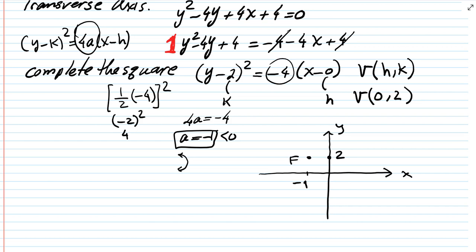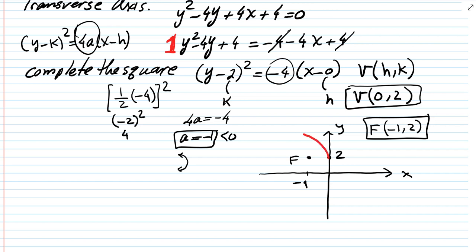So we can answer the questions now. Vertex we found, 0, 2. Where's the focus? Well, the focus is going to be at negative 1 and 2. And therefore, the parabola is going to open to the left. And again, where is it going to cross the x-axis? We need to wait for that. Let's find the x-intercept in this one. Because I need to know, is it going to go this way, this way, this way? Where is it going to go?